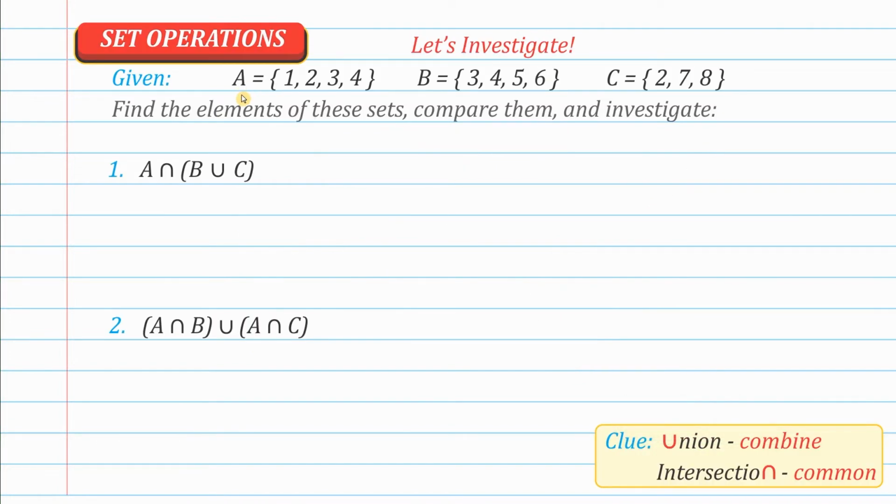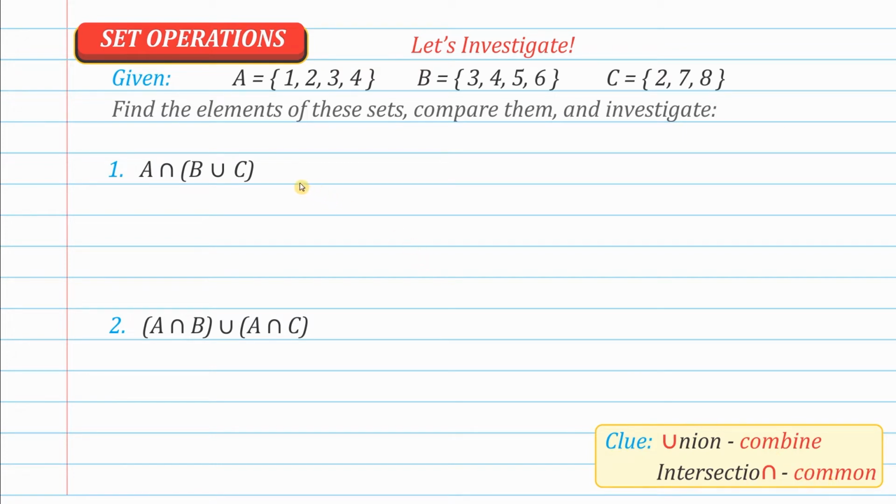So we're given 3 sets A, B, and C. So with these elements, let's try to get the intersection of this group B union C with A and also the union of this group A intersection with B and A intersection with C. Now, to be able to get that, i-recall muna natin ang set operations union and intersection. Make sure you memorized when you say union, it means you combine. When you say intersection, it means kunin natin kung ano yung common.